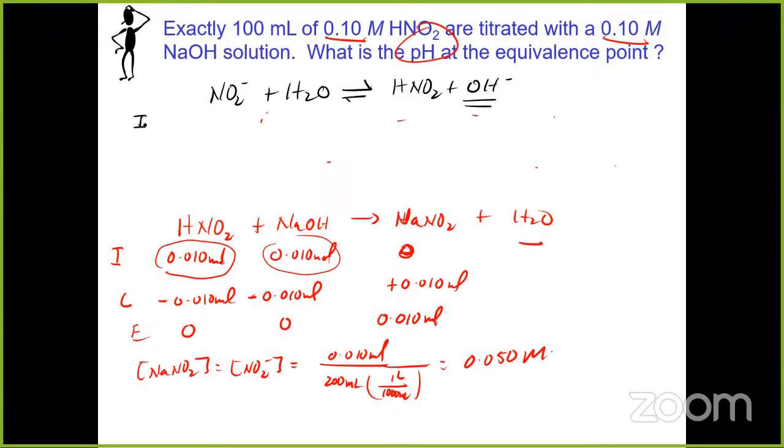So I'm going to set up my ice table here. The concentration of the nitrite is 0.050 initially. We don't need to worry about water. This would be 0, this would be 0. And then the change here would be minus X. We don't know what the amount of nitrite ion that will undergo this reaction, so we're going to call the change X. This would be plus X here for the nitrous acid, and this would be plus X here for the hydroxide. And then at the equilibrium state, you're going to have 0.050 minus X. Here, we're going to have X. Here, we're going to have X. And then, need more space.